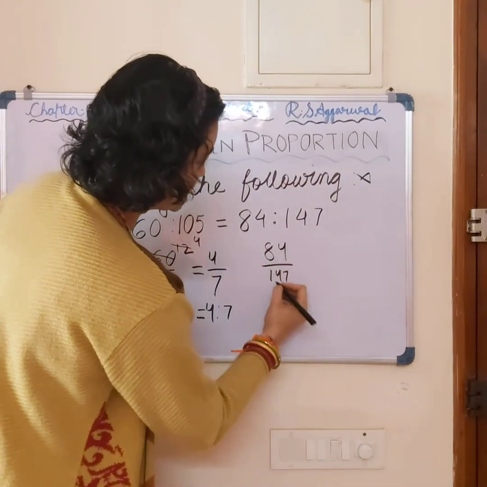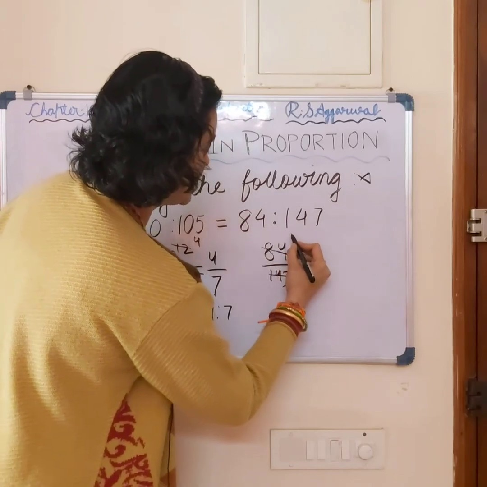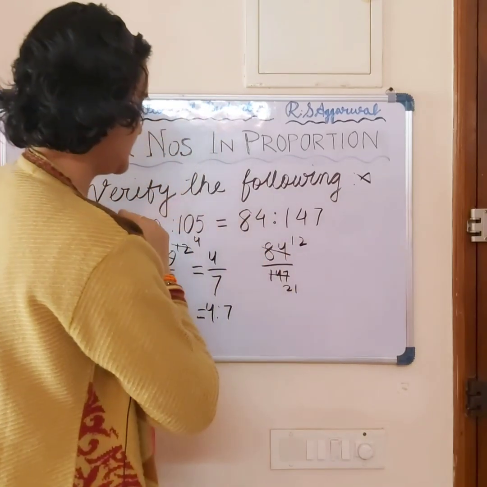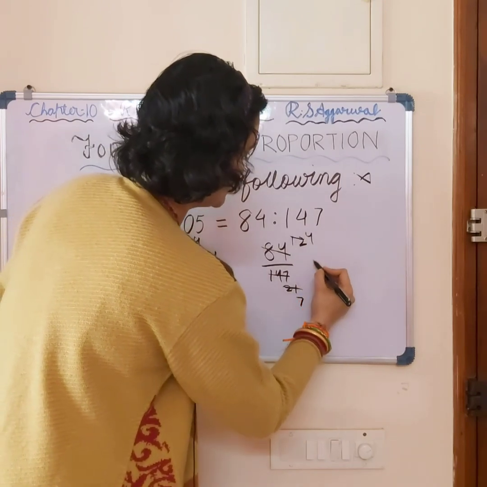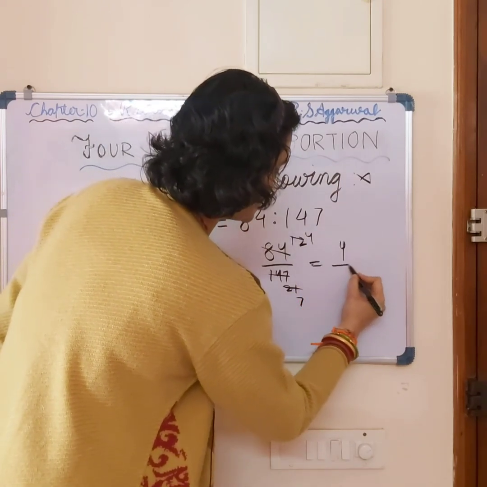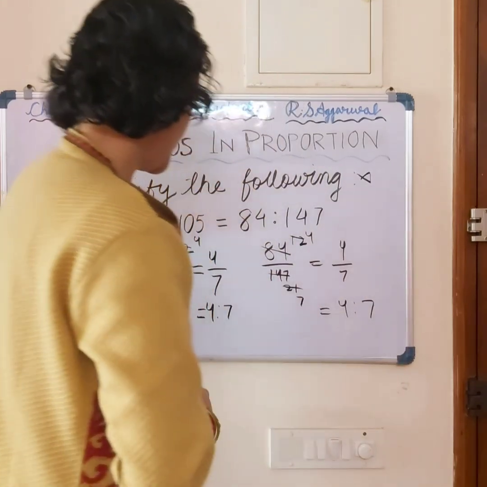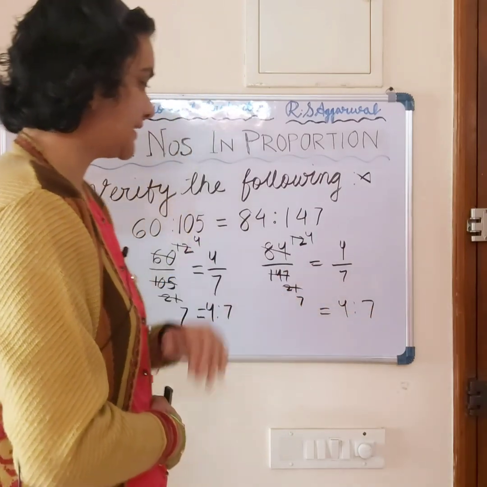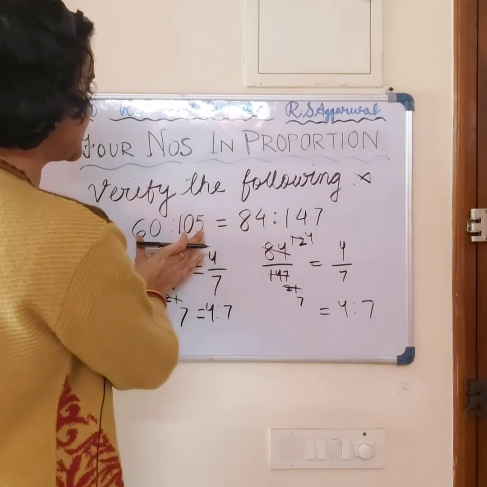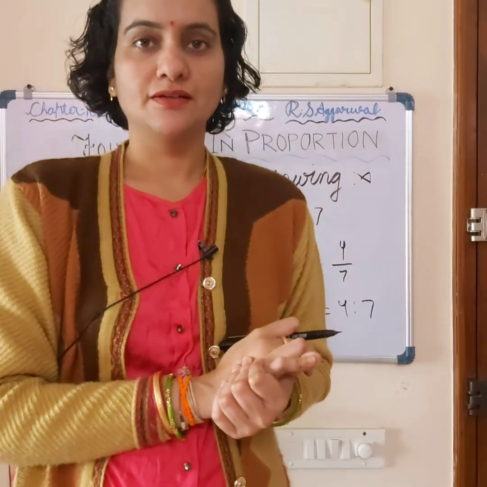Now what are the common factors? I can see there is a 7 here: 7 2s are 14, 7 1s are 7, 7 1s are 7, 7 2s are 14. Again I can see 3 is there: 3 7s are 21, 3 4s are 12. So this became 4 by 7, or 4 is to 7. So the left hand side became equal to the right hand side. So I can safely say these two ratios are in proportion, right?